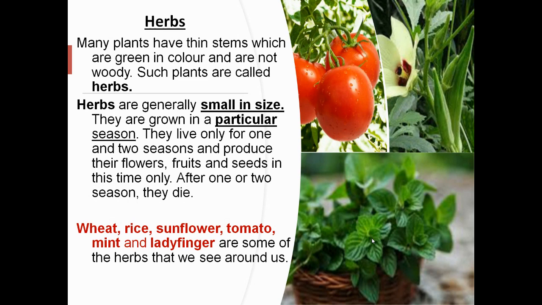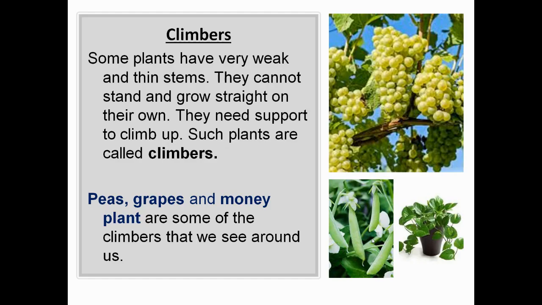After studying about trees, shrubs, and herbs, this next category is climbers. These climbers and creepers cannot stand erect as they have tender and green stems. So let us study about climbers. Some plants have very weak and thin stems. They cannot stand and grow straight on their own. They need support to climb walls, poles, tree trunks. Such plants are called climbers.